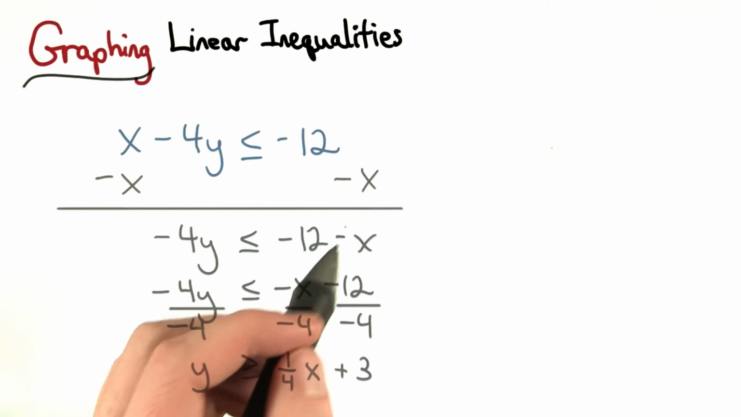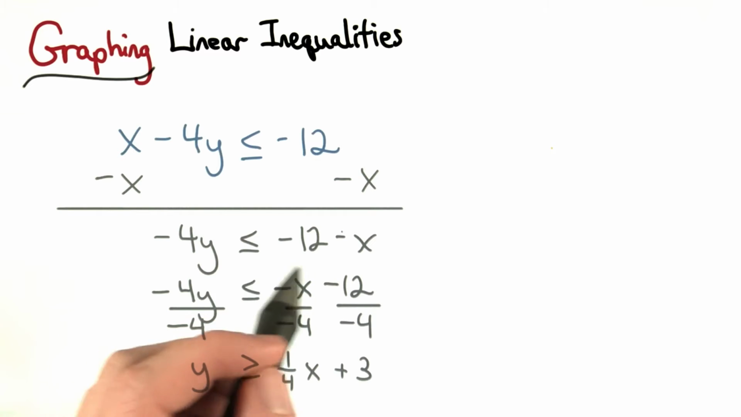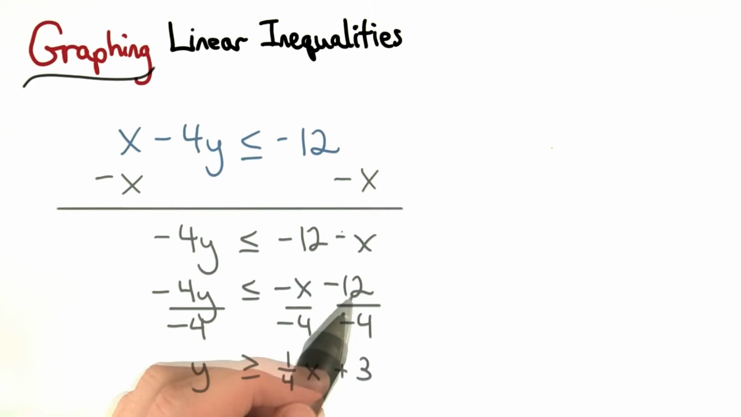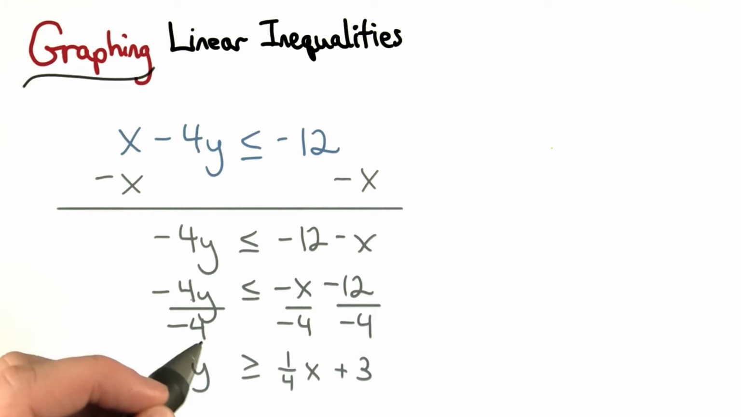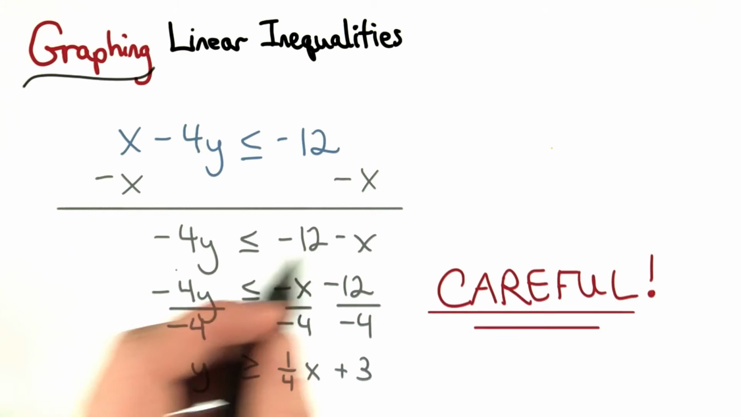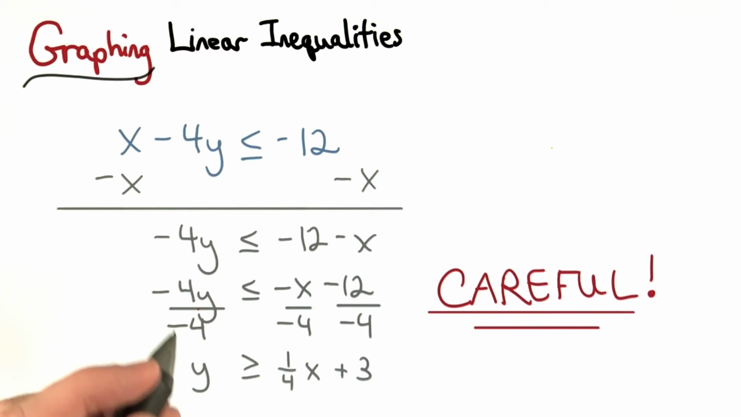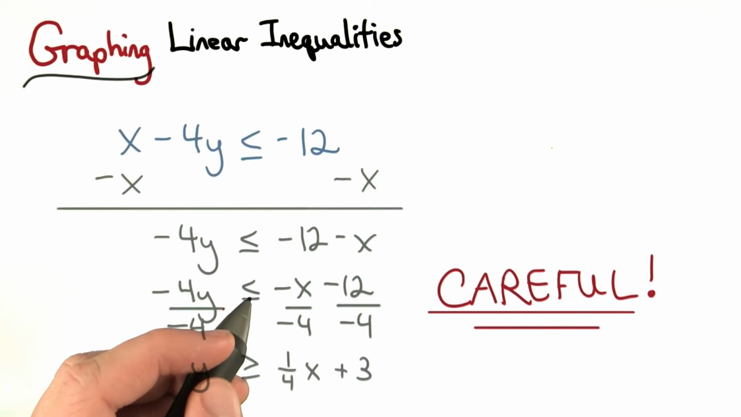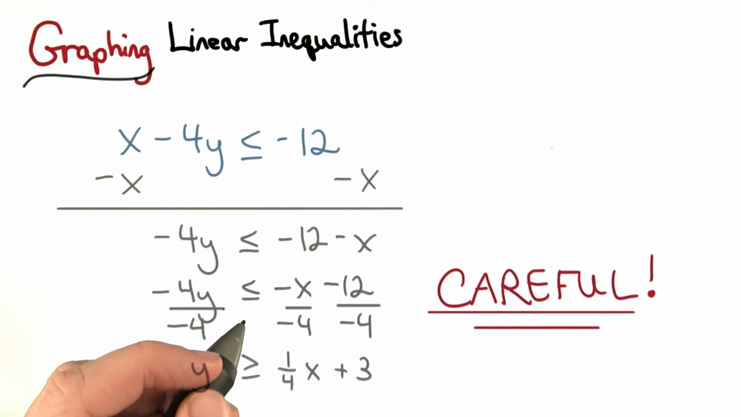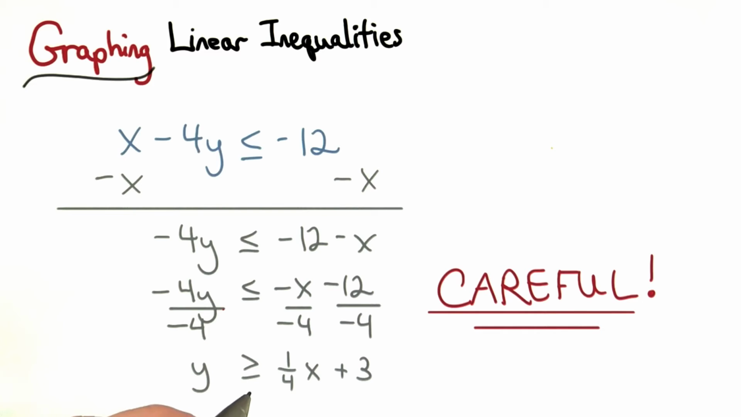Notice that the sign in front of the term stays with it. The x is still negative as before, and this 12 is still negative as before. Finally, we divide every term by negative 4. Here's where we need to be very careful. We're dividing by a negative, and this is an inequality symbol. Just like from before, we know we need to reverse the inequality sign.